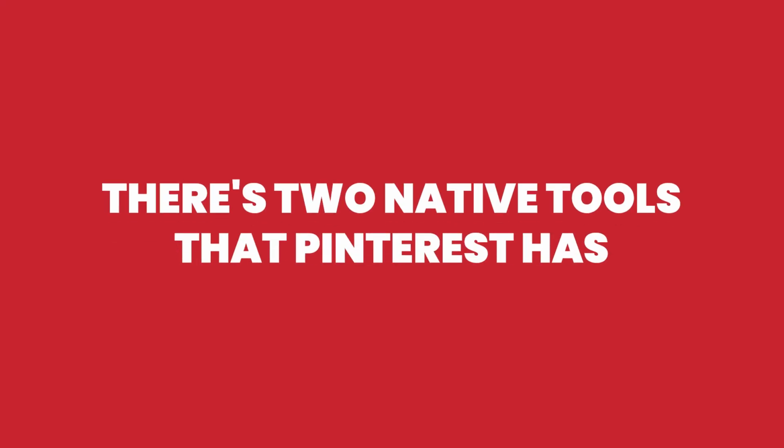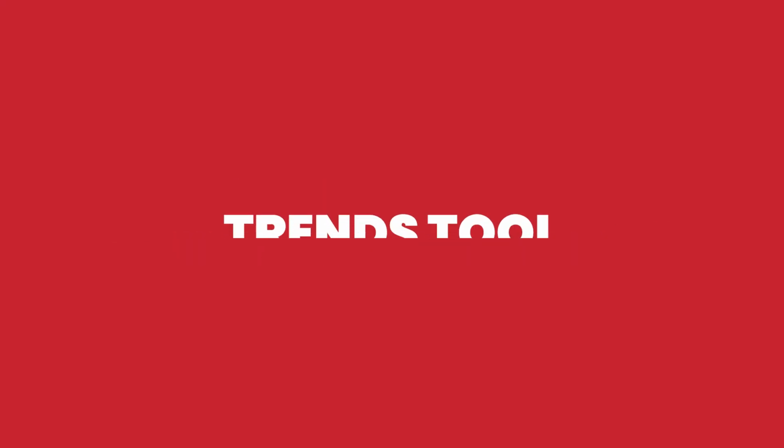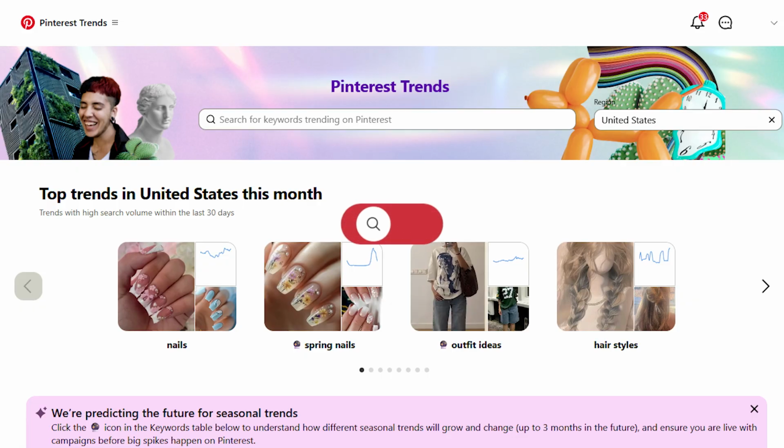We have a few tools out there. One, there's 2 native tools that Pinterest has. The Trends tool, you can find this by going to trends.pinterest.com. There's so much information in this. Now, don't let that make you feel overwhelmed. It's good information. There's a lot of creative ideas you can get from this, a lot of new keyword ideas. If you're looking for what keyword to use, start there.